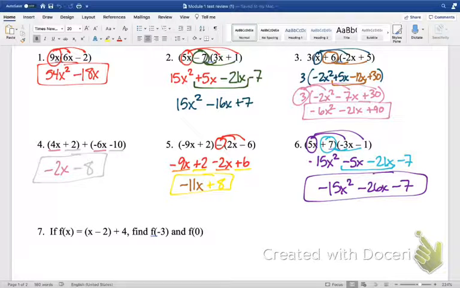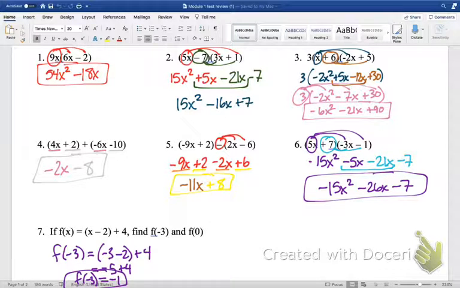For number 7, we know that this is what our f of x is going to equal. When we have a value for that x, we simply plug it in. So for f of negative 3, we're going to plug negative 3 in for x every time we see it. So negative 3 minus 2 plus 4. Negative 3 minus 2 is negative 5. Plus 4 is negative 1. So f of negative 3 would equal negative 1.